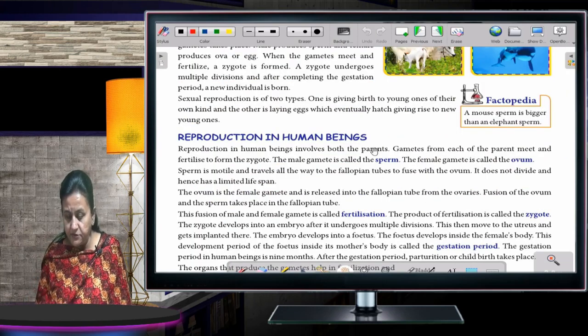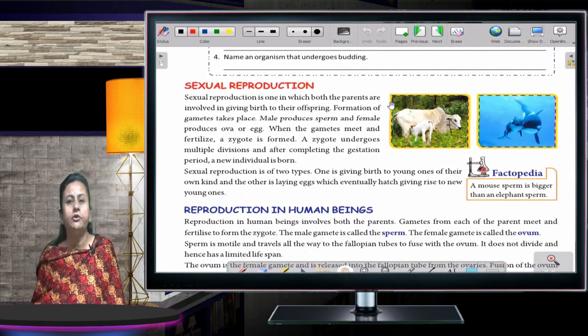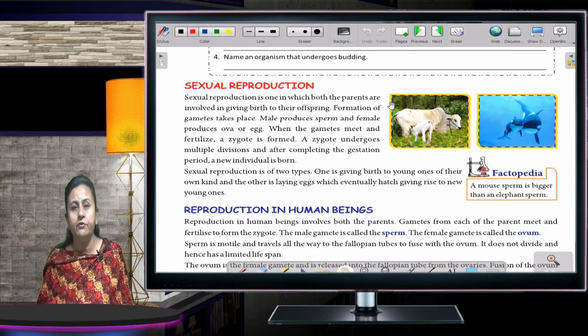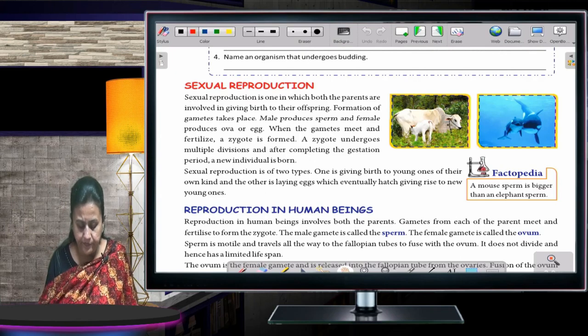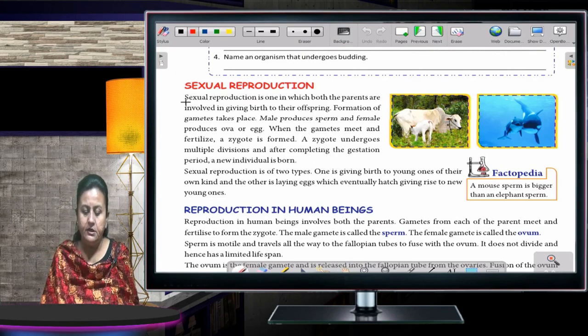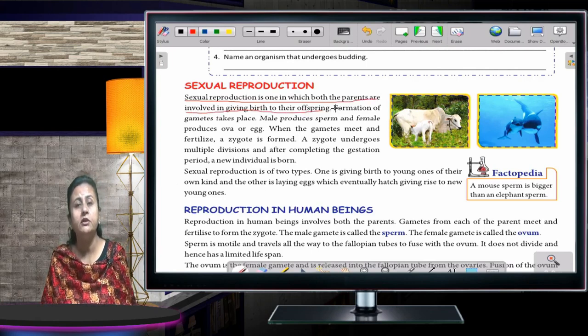Now we have got the next one. See children, just now I told you about asexual reproduction, in which only a single parent was required. Now we will talk about sexual reproduction, in which both parents are required, the male and the female. Sexual reproduction is one in which both the parents are involved in giving birth to their offspring.